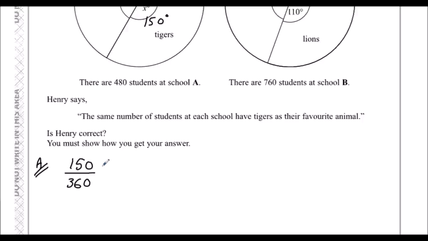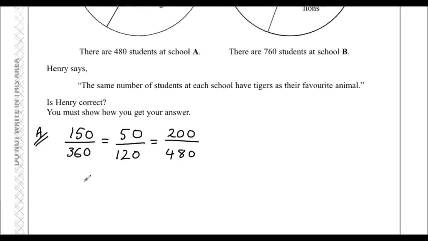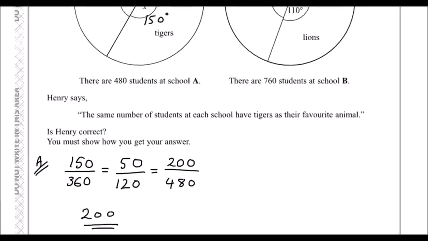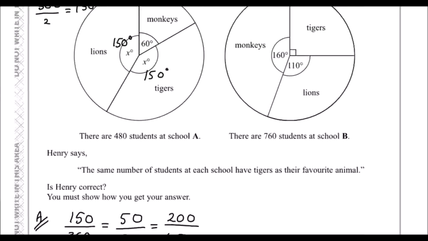If we can make this out of 480, if we divide by 3, so divide top and bottom by 3, will give us 50 out of 120, and then times top and bottom by 4. So 50 times 4 is 200. 120 times 4 is 480. So for school A, 200 students have tigers as their favorite animal. For school B, it's 90 out of 360.